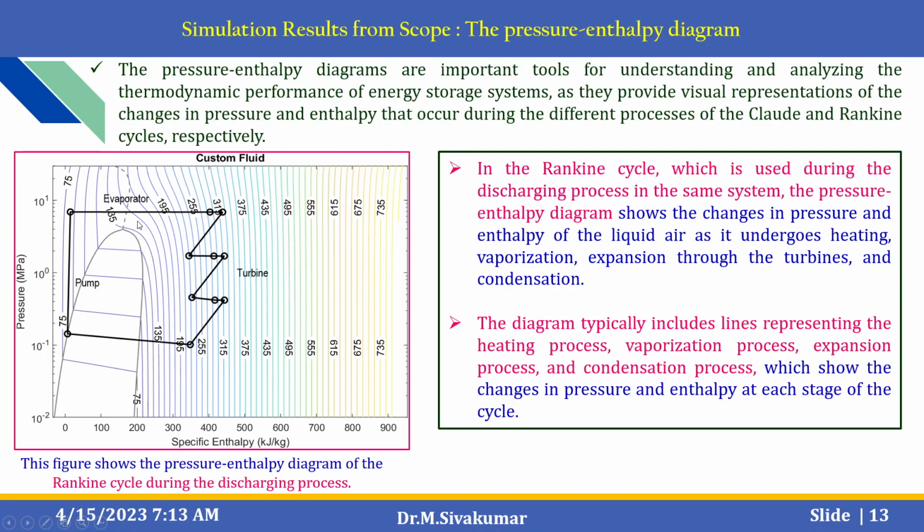In the Rankine cycle, which is used during the discharging process in the same system, the pressure enthalpy diagram shows the changes in the pressure and the enthalpy of the liquid air as it undergoes heating, vaporization, expansion through the turbines and condensation. This diagram includes the lines representing the heating process, vaporization process, expansion process and condensation process. Now let us see the model.